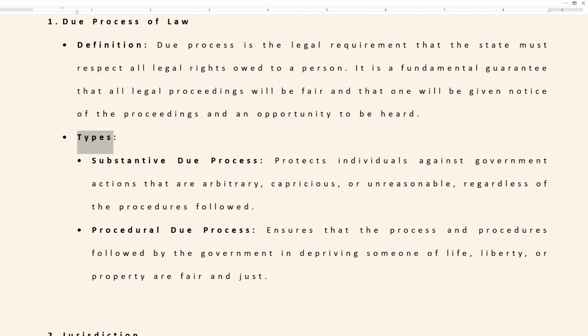Types. Substantive due process protects individuals against government actions that are arbitrary, capricious, or unreasonable, regardless of the procedures followed. Procedural due process ensures that the process and procedures followed by the government in depriving someone of life, liberty, or property are fair and just.